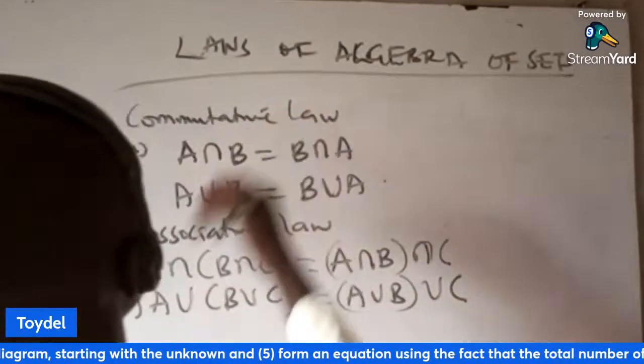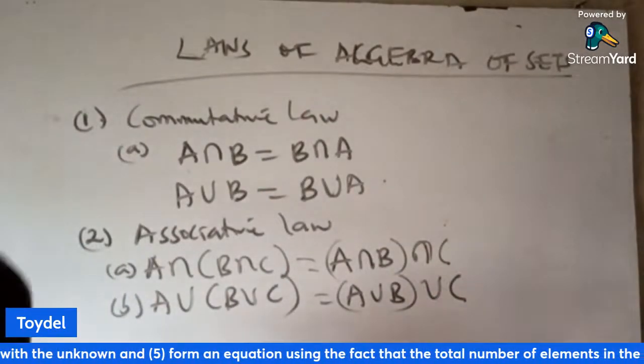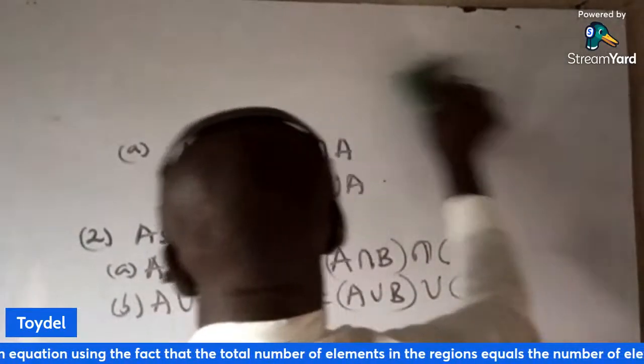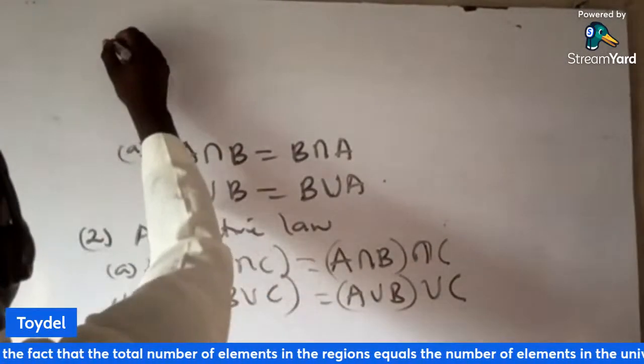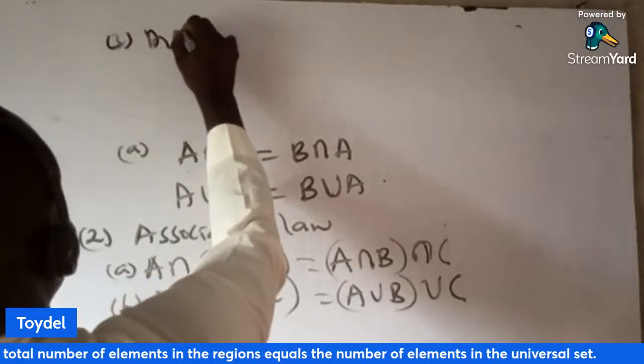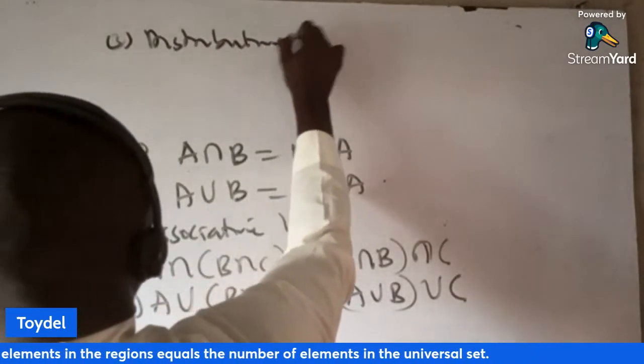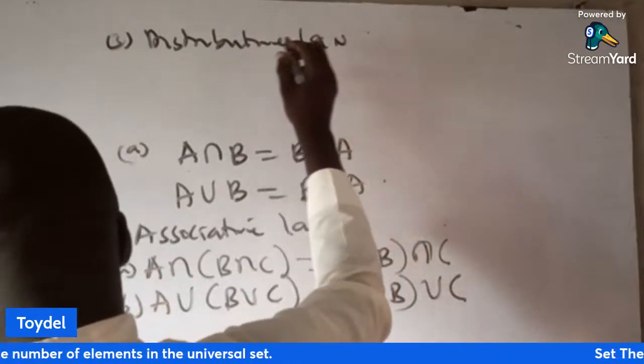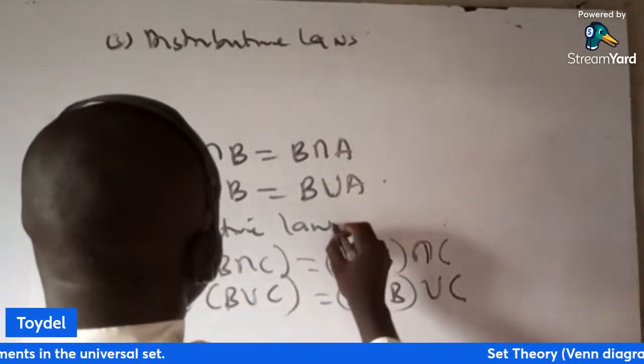So the first law is the commutative law. The second one is the associative law. Then we move to the third law. The third law is the distributive law. So we have the distributive law.